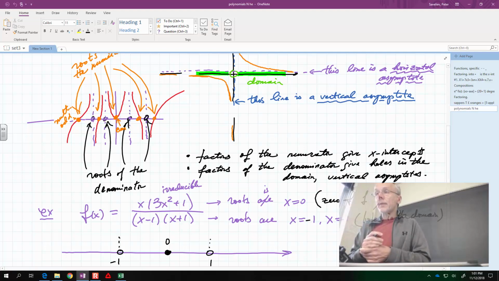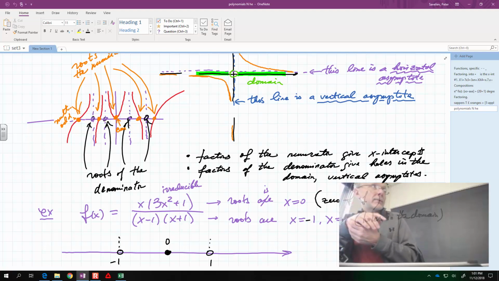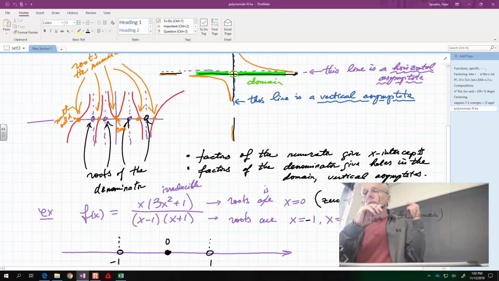x-intercepts come from the roots of the numerator. So the numerator is a polynomial, and we deal with it just like we have been. Okay, so find its zeros, its roots, and that gives us the x-intercepts of our rational function. And then we do the same with the denominator, and also factor it and find its roots. So that's the denominator, x minus 1, x plus 1, and that gives us those holes. The holes also give us those vertical asymptotes.